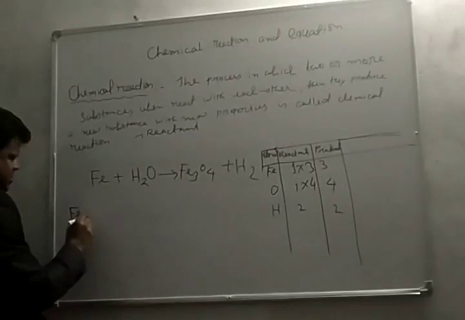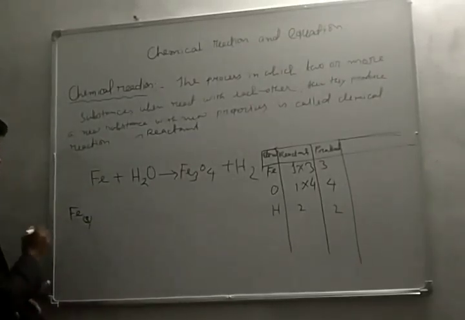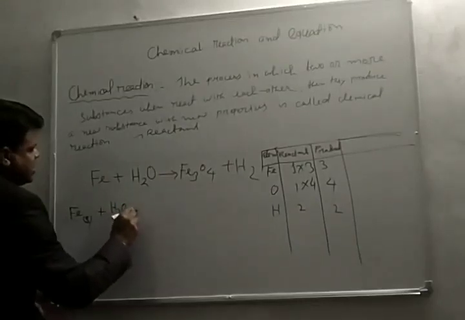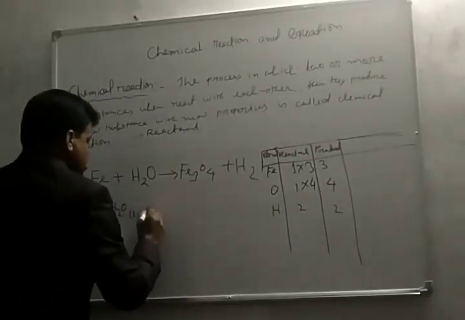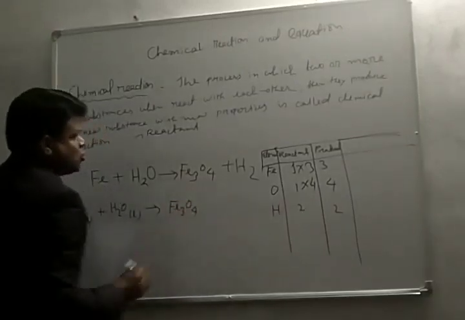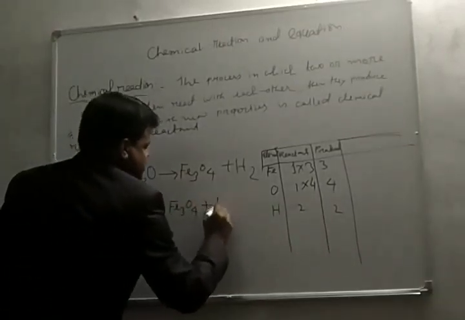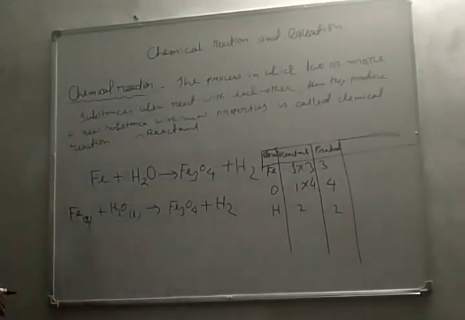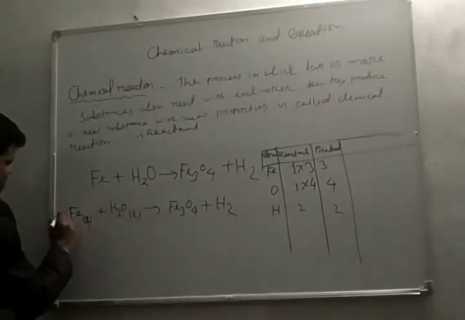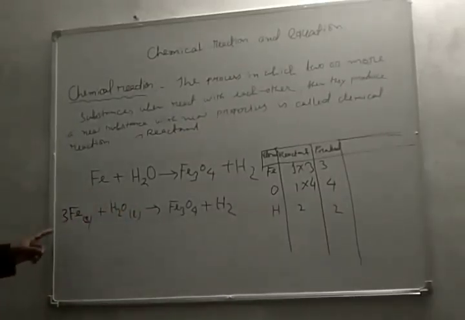Iron is in solid state. State you have to mention. Plus water. Water is in liquid state. When they react, they will produce Fe3O4, that is ferric oxide, plus hydrogen. Right now, to make the iron equal on both sides, reactant and product, we have to multiply it by 3. Then iron will be equal in reactant and product.